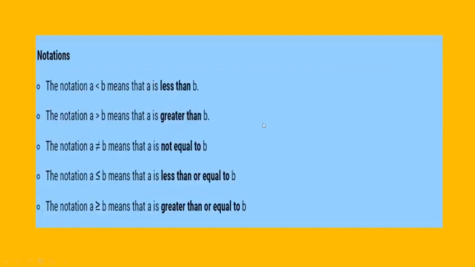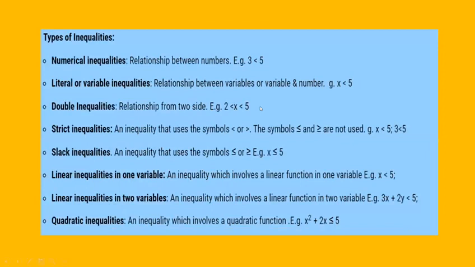Now, let us look at the notations regarding inequalities. A < B means A is less than B. Here it is the sign of less than. Here are the greater than sign, the not equal to sign, less than or equal to, and greater than or equal to.